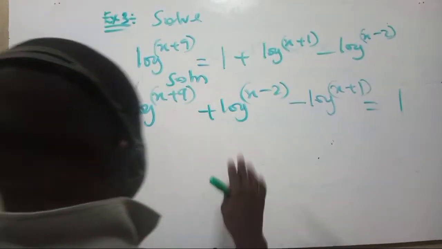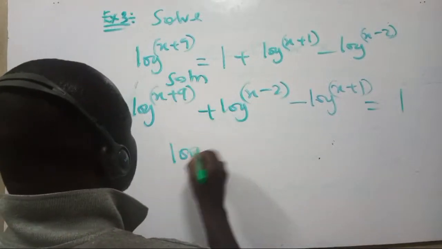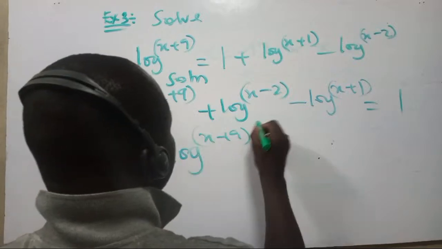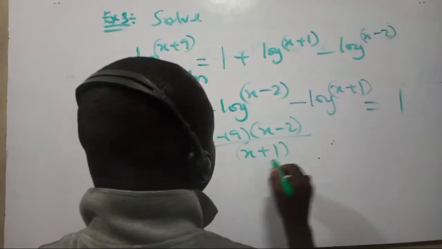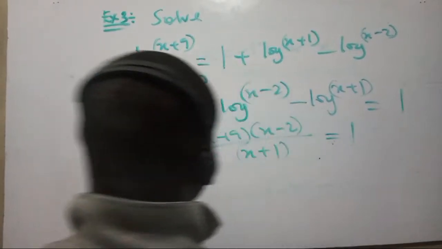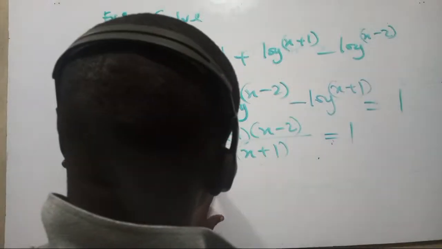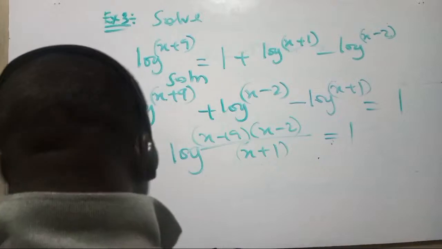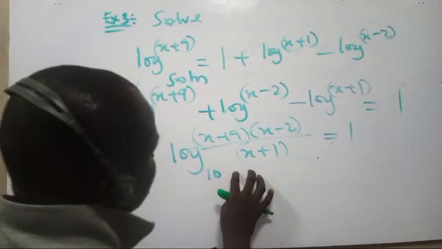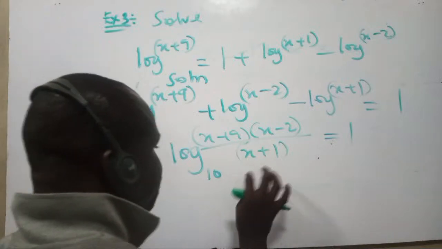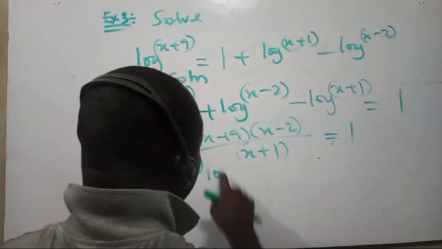Then if I apply the first and the second law of logarithm, I can rewrite this as log of (x plus 9) multiplied by (x minus 2) all over (x plus 1), everything equal to 1. Since I decided to clean the base, I can call the base 10, so that at this point I can rewrite this from logarithmic form to index form. That is, this logarithm will be equal to 10 raised to power 1.